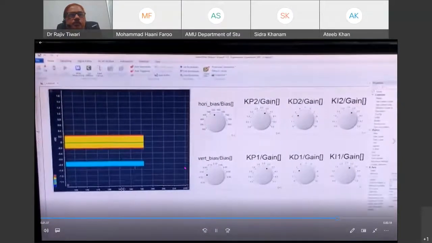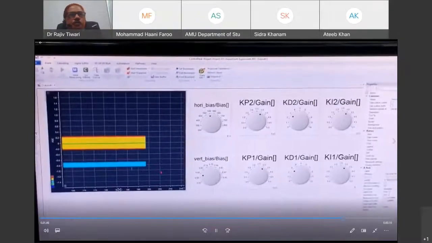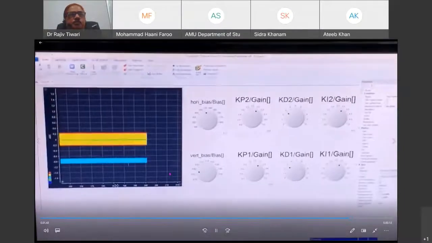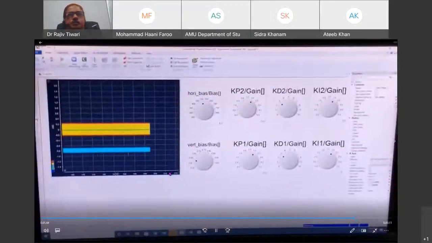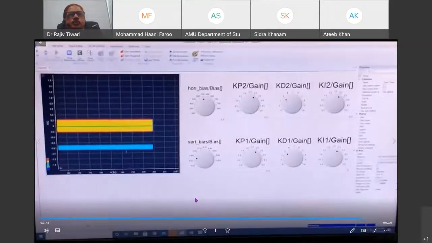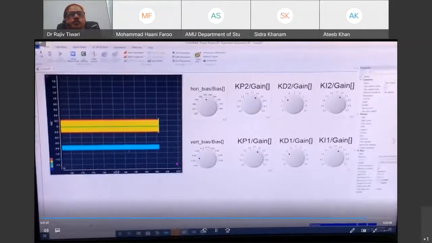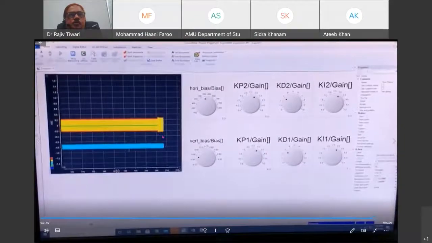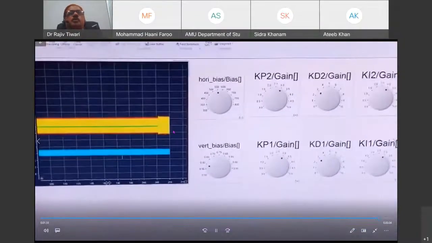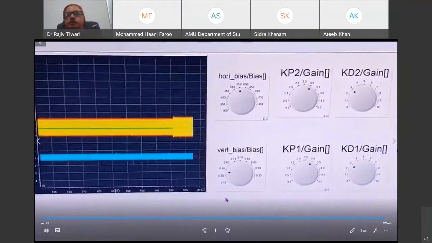Or if it is acting, then if they suddenly stop the AMB, the response will increase. Yeah, so the AMB was stopped, so you can see the response of the rotor got increased.